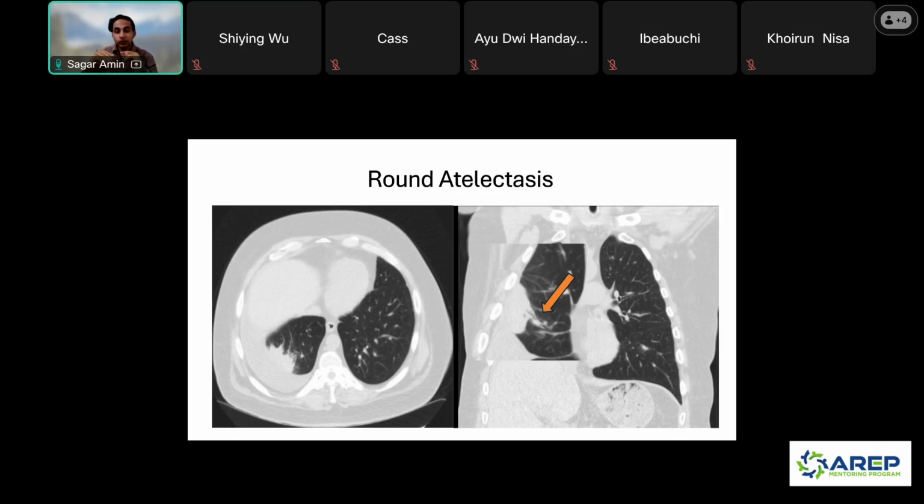So this is a good one, just to make sure that you don't confuse it with a mass. It's benign. You don't do anything with it. Just know that with a pleural effusion, pleural thickening, and a rounded opacity with bronchovascular crowding tailing it, this is an example of round atelectasis. Any questions on that one?